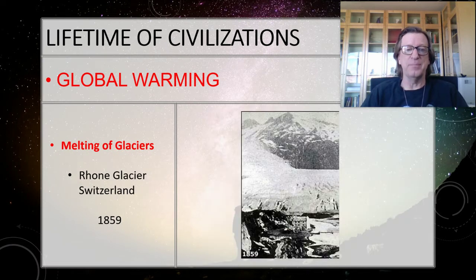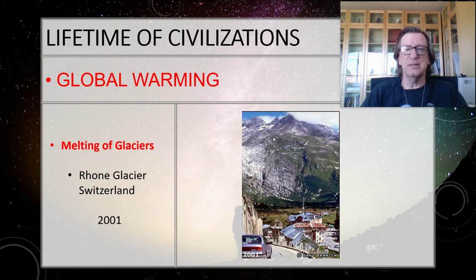This is the Rhone Glacier in Switzerland, and it came all the way down to the town in 1859. This back now in 2001 has retreated back up the mountainside.